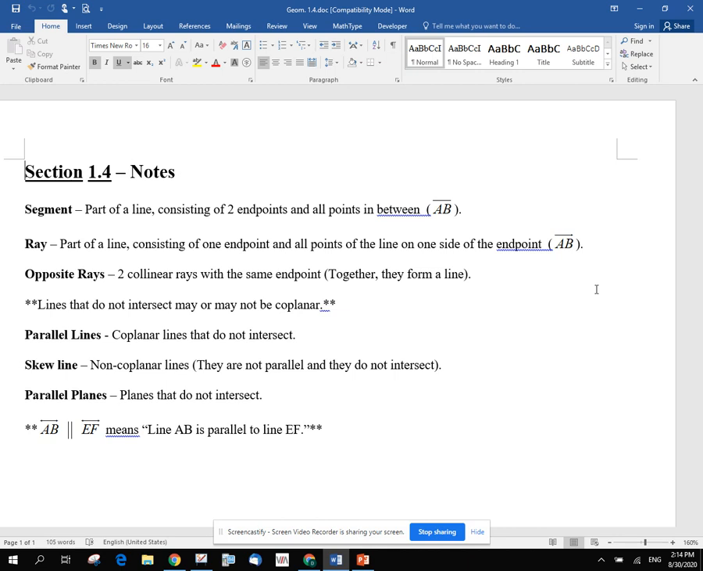Okay? Now, a little bit of notation here. This says line AB is parallel to line EF. This symbol right here is parallel to. So here you have a line. We're using the line symbol. Here's another line. They're parallel. And these are then the words that I just said. Line AB is parallel to line EF. Okay? Now, to some examples.